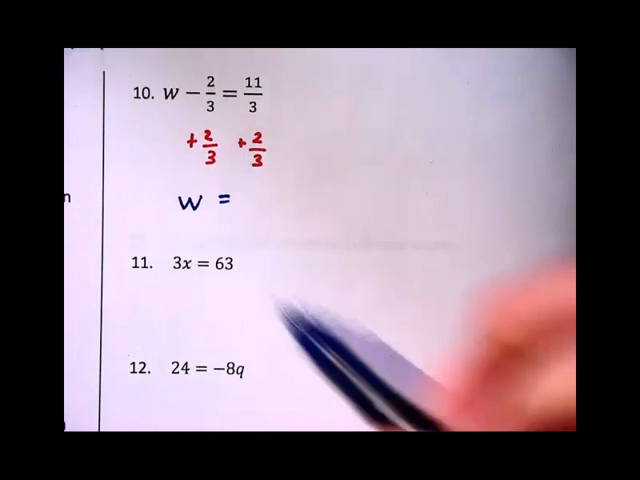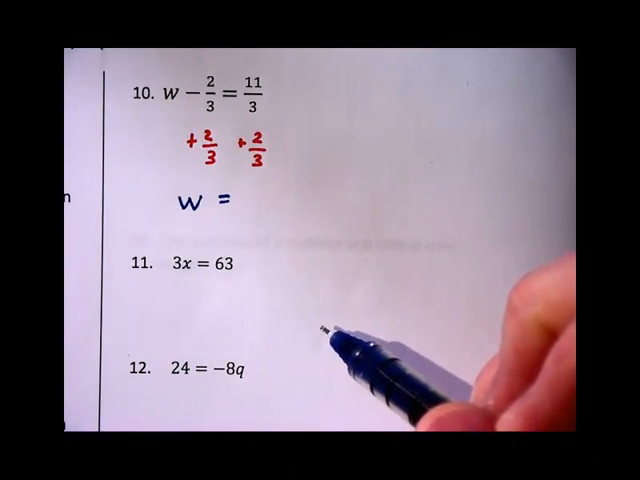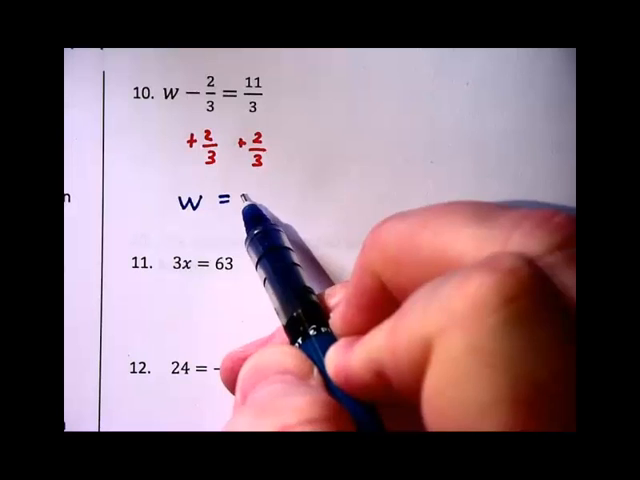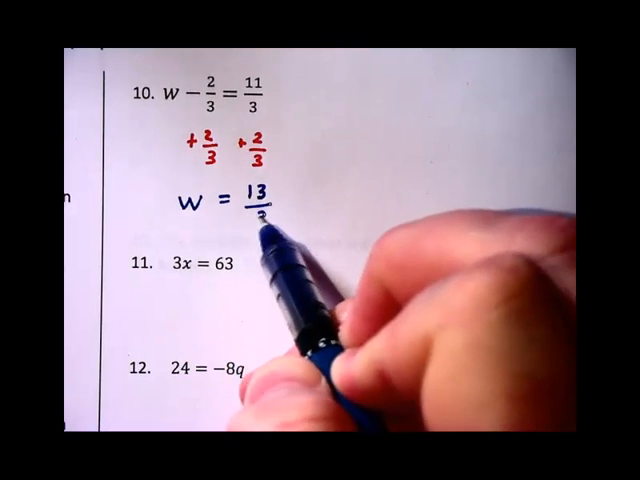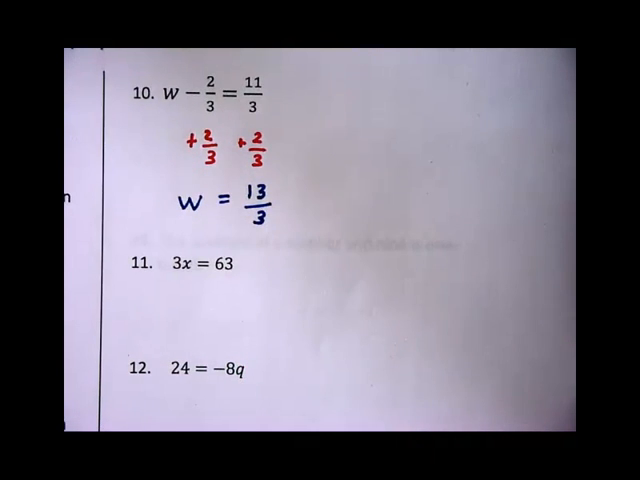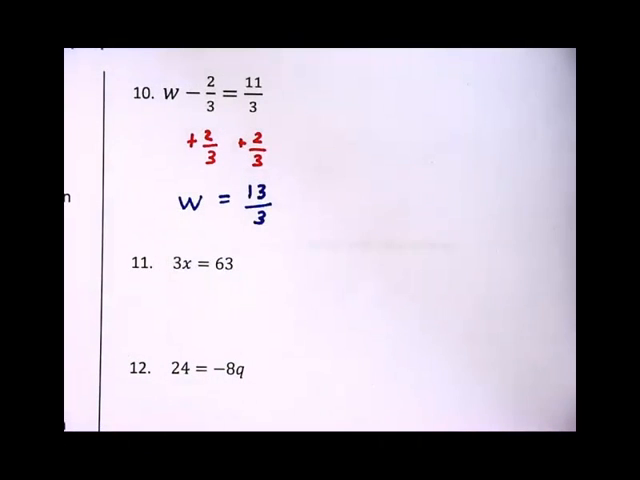On the left, the 2/3 cancel, just leaving the w by itself. And on the right, we're going to have 13/3. And I'm going to leave that as an improper fraction. I'm not going to convert it into the mixed number 4 1/3 because we do not like mixed numbers in our algebra.